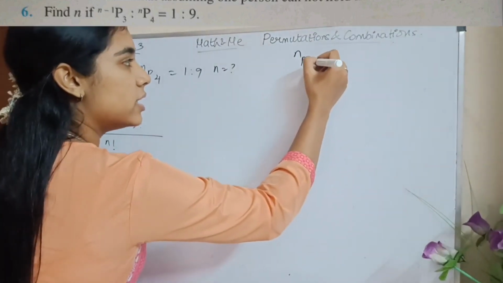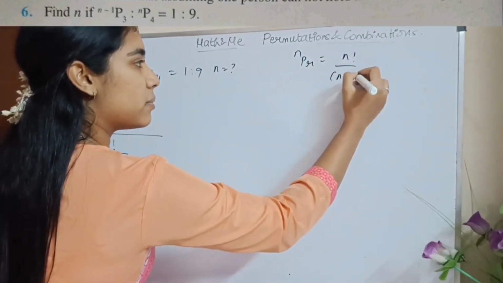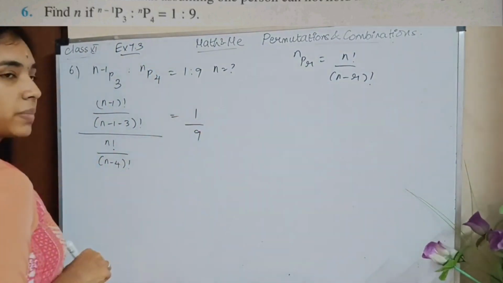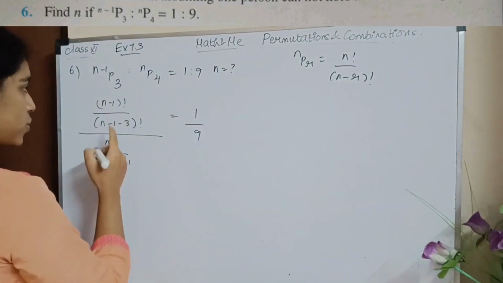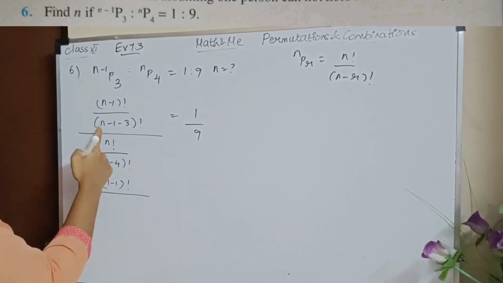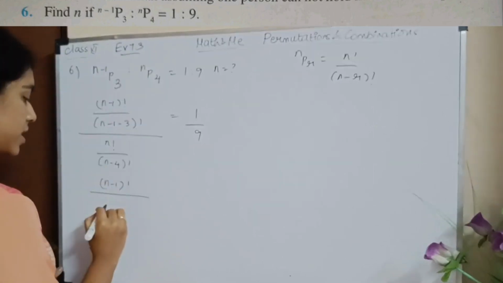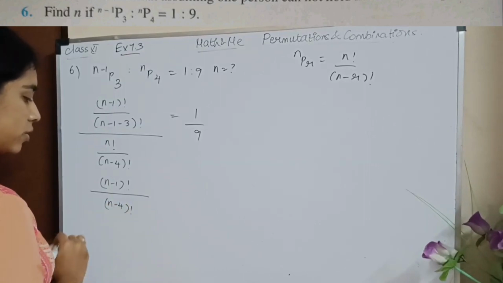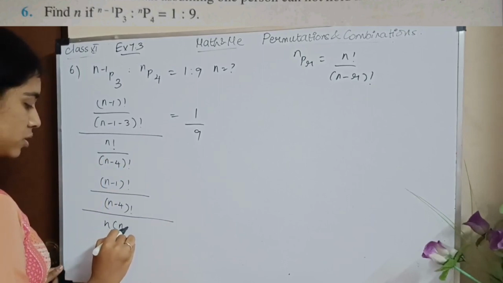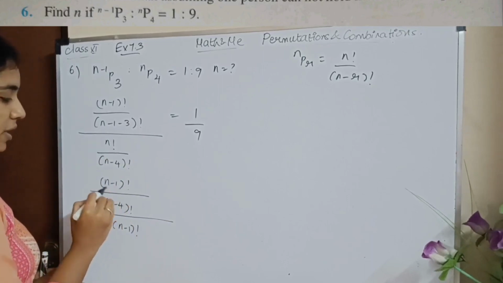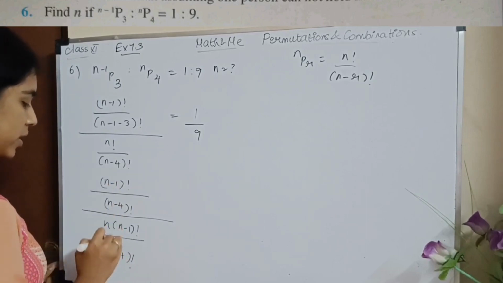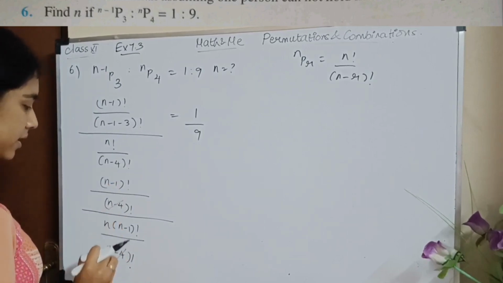What is the nPr formula? It is n factorial divided by (n minus r) the whole factorial. That is what I am doing here. Equals 1 divided by 9. So this is (n minus 1) whole factorial divided by (n minus 4) the whole factorial, divided by n factorial, which we can write as n into (n minus 1) factorial, divided by (n minus 4) the whole factorial. Now these two can get cancelled and these two can get cancelled.